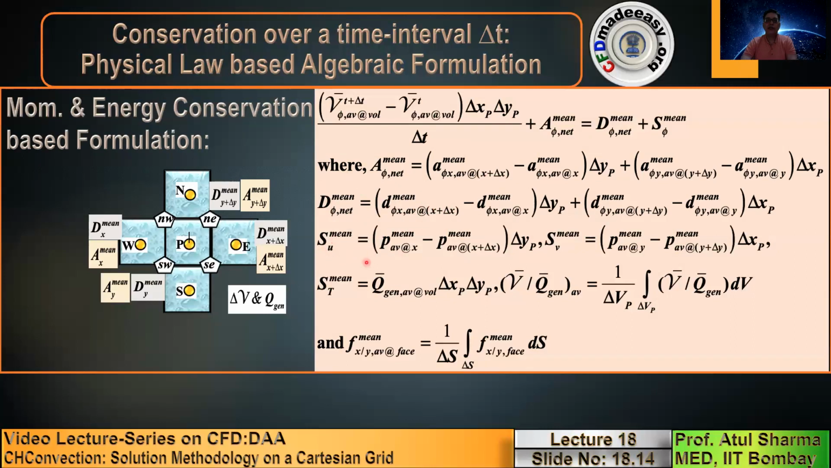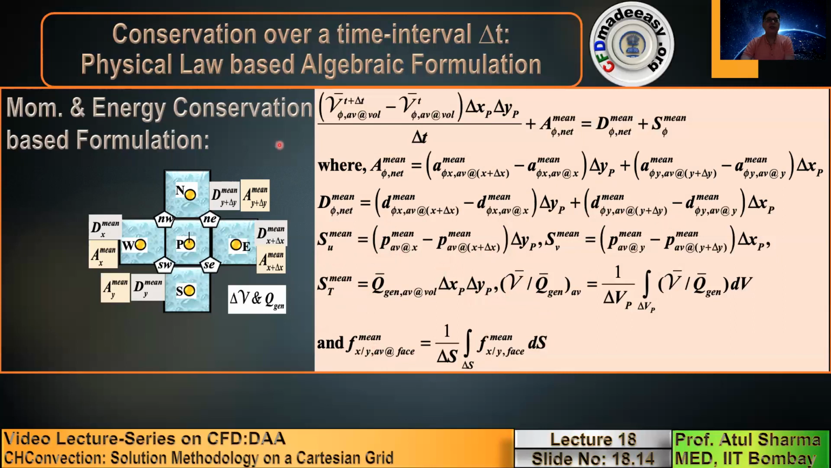This is the net pressure force acting in the X direction. This is the net pressure force acting in the Y direction. And this is the total heat gained by volumetric heat generation. And what we represented as a surface average value is presented in this form. I presented this in the previous topic also.